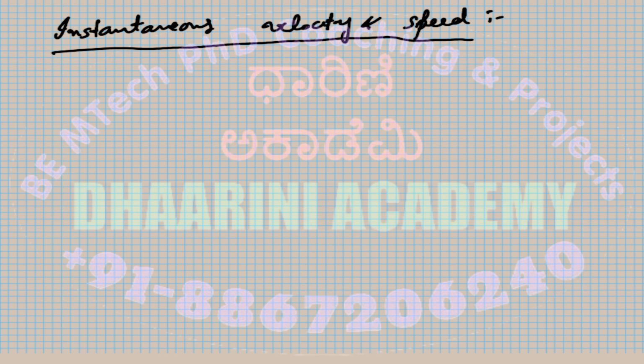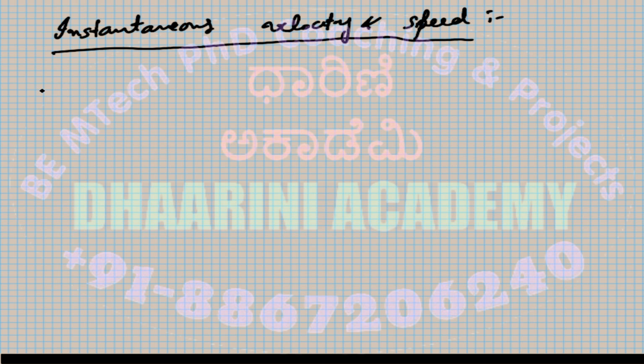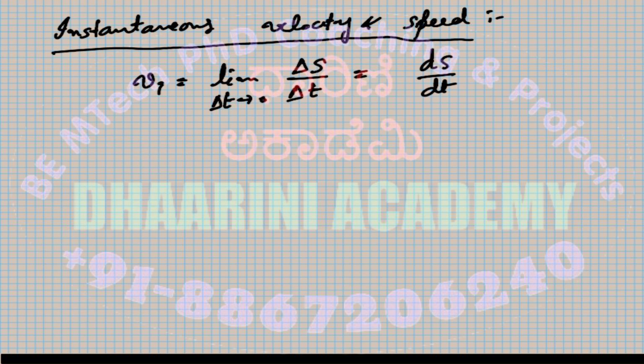Instead of calculating the difference and doing this, we try to define it in this way. Vi is equal to the limit delta t tending to 0 of the change in the speed per change in the time. So this is actually the differentiation ds by dt. Okay, so ds by dt.